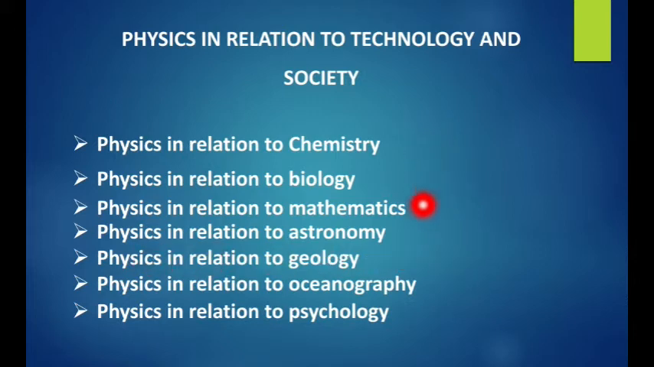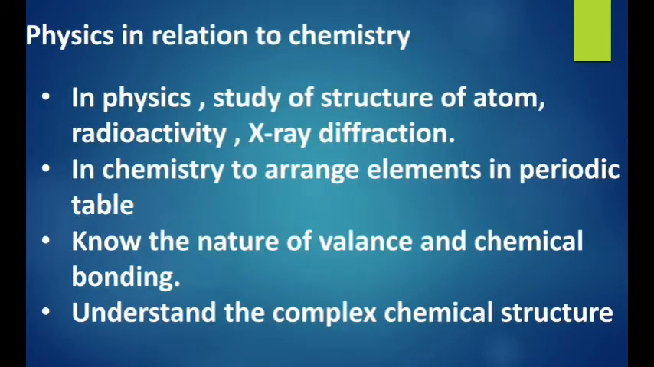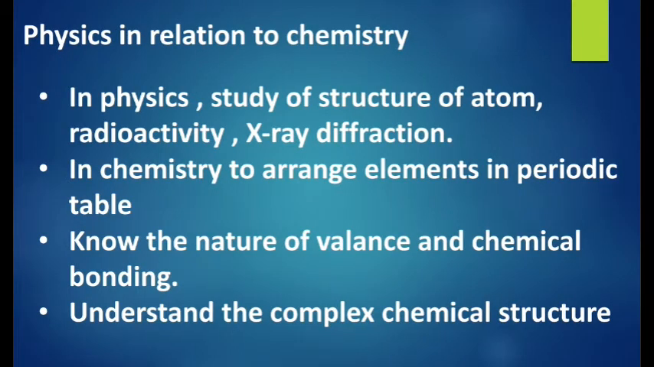How physics is related to these 7 branches of science. Okay, the first one is how physics is related to chemistry. See the next screen. Physics in relation to chemistry. That means how physics relates to chemistry.